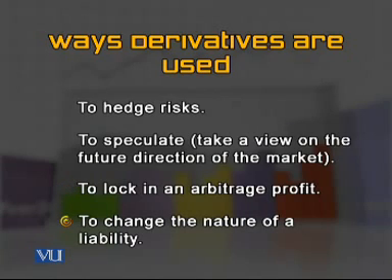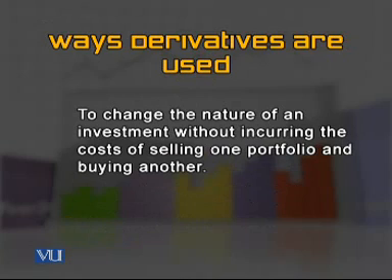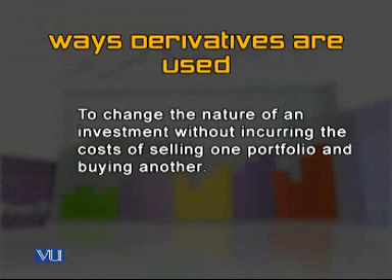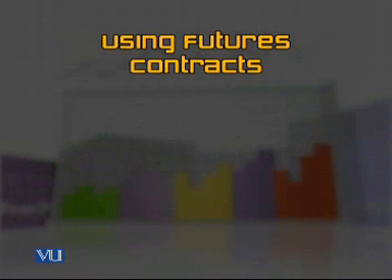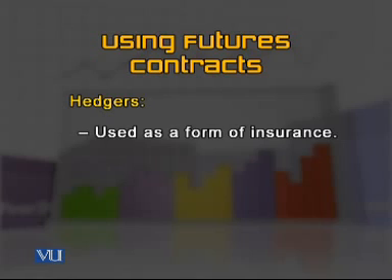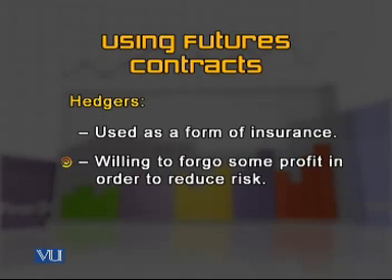So you change the nature of liability from one market to another market. To change the nature of an investment without incurring the costs of selling one portfolio or buying another portfolio is a good way of using the derivatives market, by avoiding unnecessary costs because of buying and selling involved in the futures market. So, this is a good way of doing investments. It's all about being able to use the derivatives market to your advantage in any number of ways. The hedgers use it in their own way, by shifting and using it as a form of insurance. They're willing to forego a certain amount of profit in order to reduce risk.